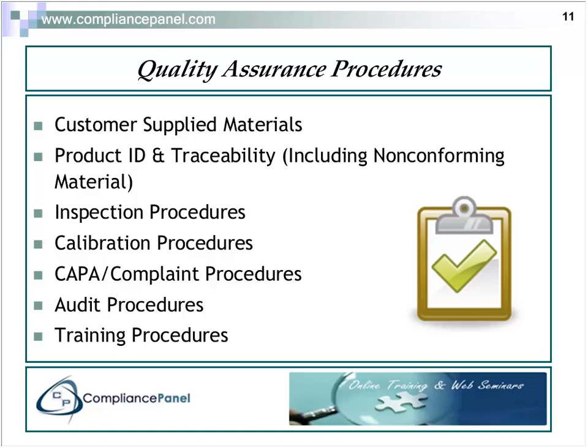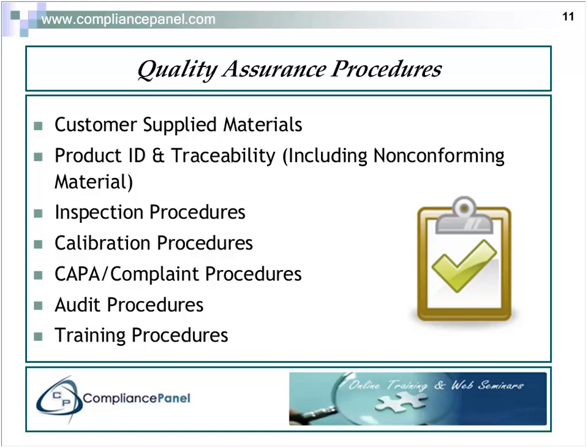Obviously, you need to have the procedure in place for product ID and traceability, including non-conforming material. Non-conforming material can be a very difficult thing to control if you're doing a lot of outsourcing, and even with software. How can you determine that you've got non-conforming material when you're working with software that's been outsourced? So version control in the area of third-party software, or even on your own software, is very important. You have to have proper version control for software.